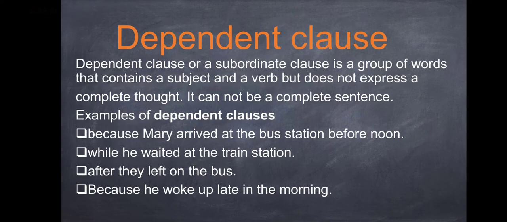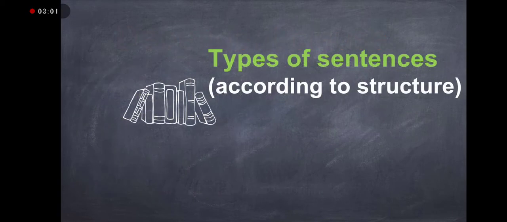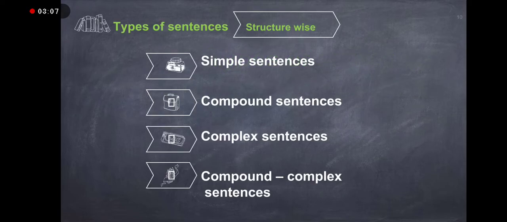Second one is dependent clause. Now, a dependent clause or a subordinate clause is a group of words that contains a subject and a verb, but it does not express a complete thought. It cannot be a complete sentence. It means it doesn't convey you a whole sense. For example, because Mary arrived at the bus station before noon. So, in this sentence, you can see that the meaning is incomplete. While he waited at the train station, after they left on the bus, because he woke up late in the morning. Now, let's start with the types of sentences according to the structure, as the clauses are clear.